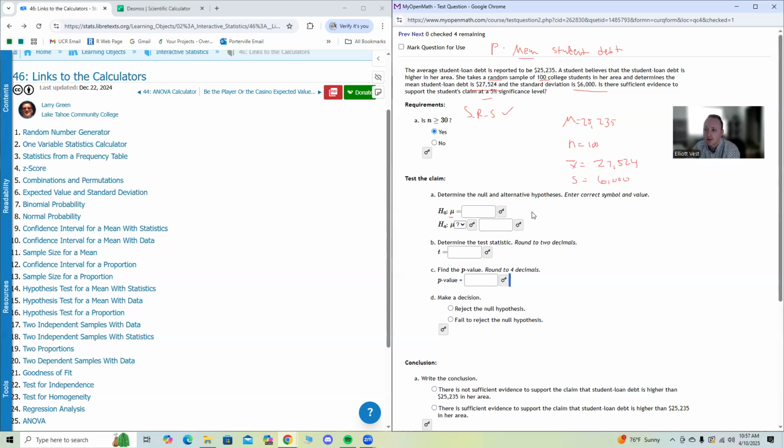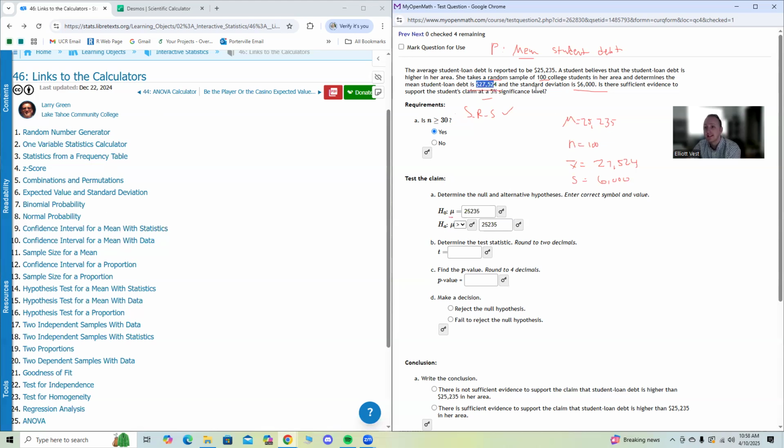Determine the null and alternative hypothesis, correct symbol and value. So we have mean is equal to what? The original supposed mean, 25,235. And what is the alternative hypothesis? The student believes that student loan debt is higher than this value. So someone else is claiming it's bigger than that. Now we have everything we need to use hypothesis test.